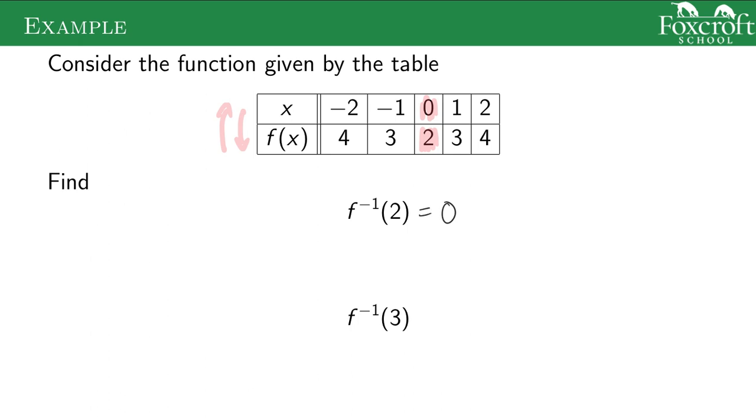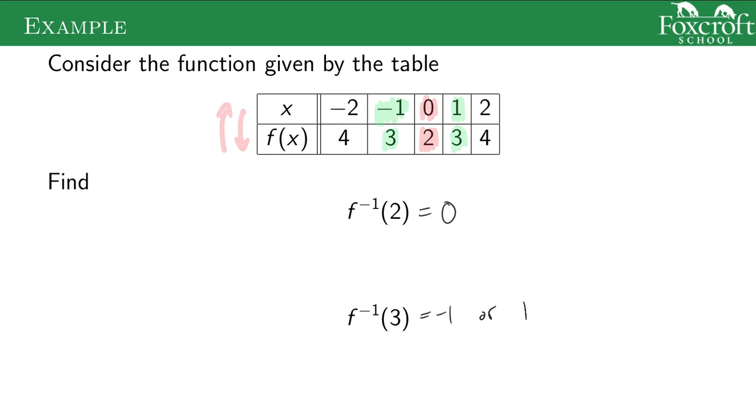So nothing wrong there. f inverse of 3, so we'll do the same thing with 3. We'll look at 3, go to the top, and we get -1. There's nothing too crazy there. But if we look at our table, there's also another 3 here, and that would give me out 1. So for one value of 3, I'd get out -1, and for another value of 3, I'd get out 1.